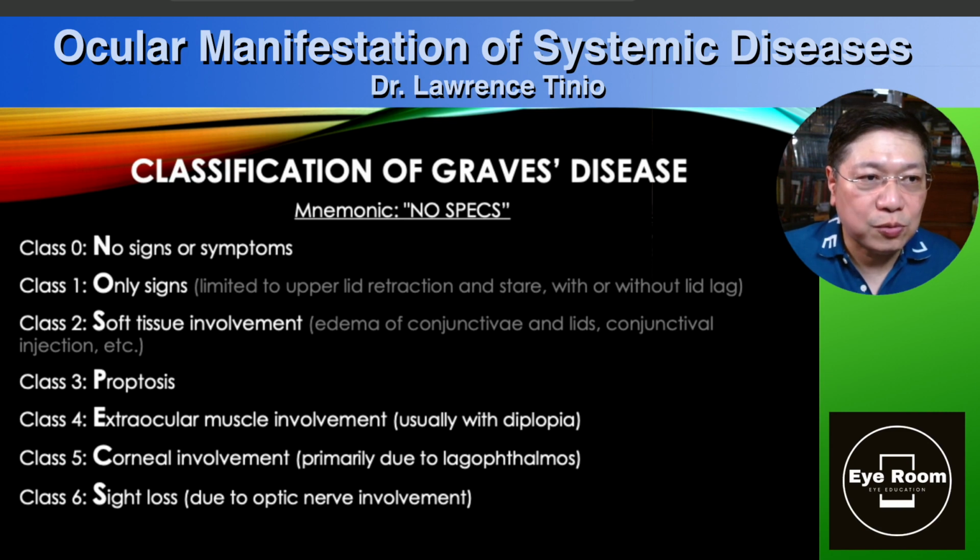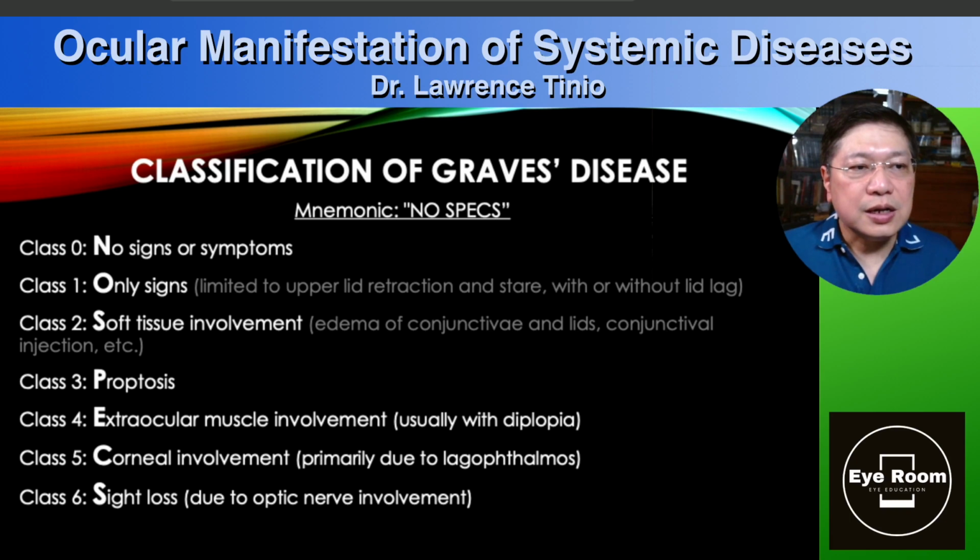It's being pushed forward. Class 4 would have problems in your extraocular muscles. Usually, your patient will complain of having double vision at this stage. Class 5 would have corneal involvement. Again, primarily because the eyes are always exposed and it becomes very, very dry. You need to be very aggressive already at this stage. And class 6 would be sight loss, because the optic nerve has already been involved, because the eyeball itself has been pushed forward and the orbital contents have swollen.